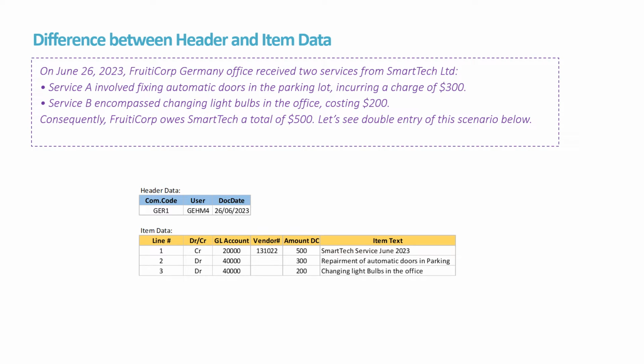On June 26, 2023, Fruity Corp Germany office received two services from SmartTech Ltd. Service A involved fixing automatic doors in the parking lot, and incurred a charge of 300. Service B encompassed changing light bulbs in the office, costing 200. Consequently, Fruity Corp owes SmartTech a total of 500. Let's see the accounting entry of this scenario below. Let's take a look at the details of this transaction.